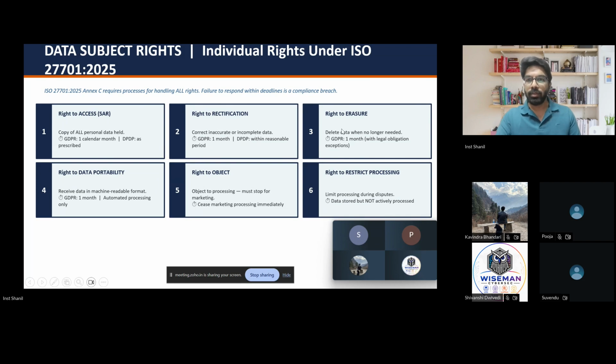Right to erasure. Delete data when it is no longer needed. In the previous slide, we already discussed that in any contract, a data deletion clause is there. So your data would be automatically deleted once that period is over.